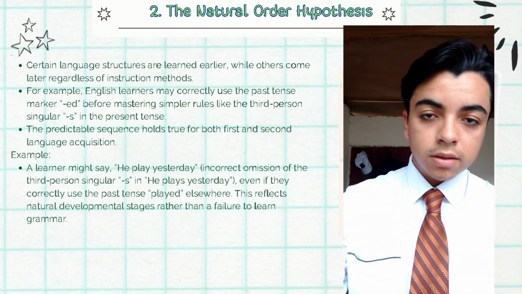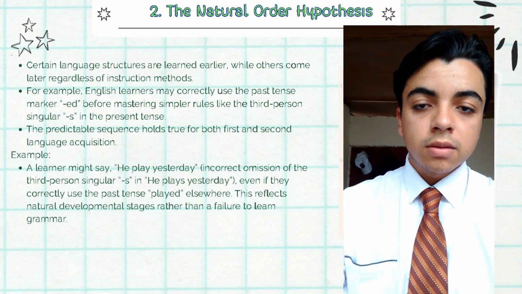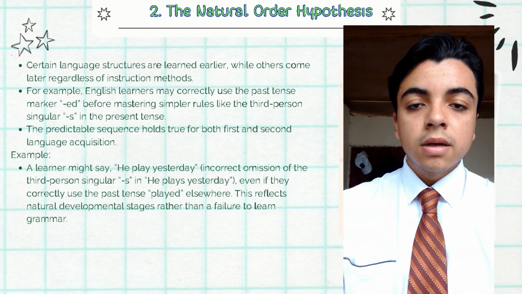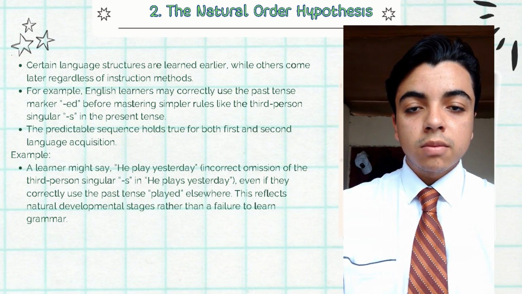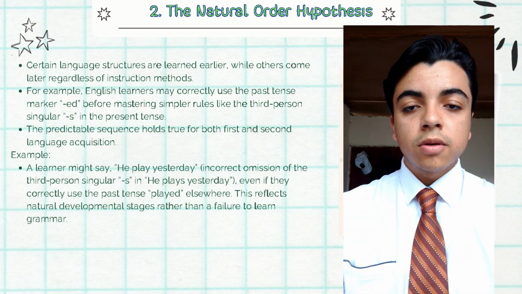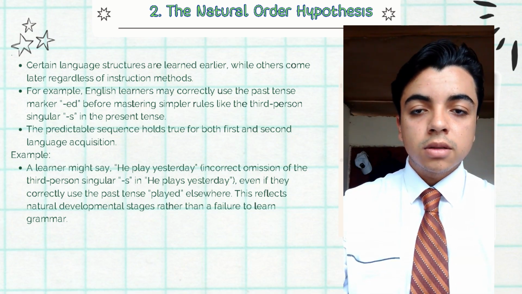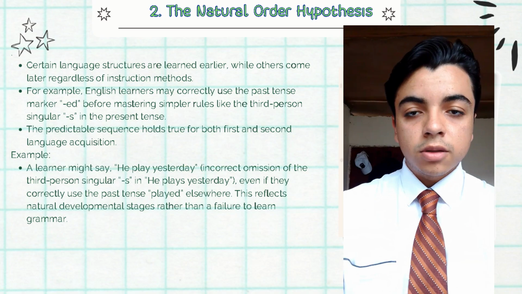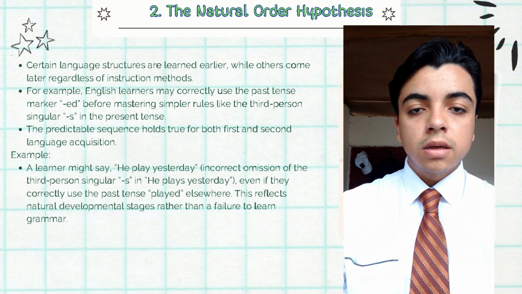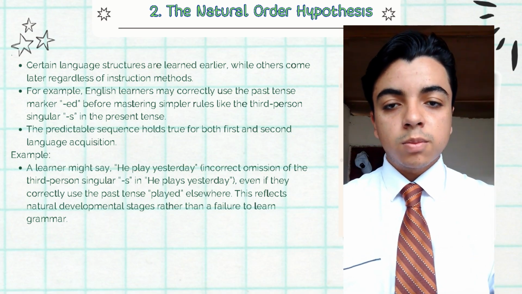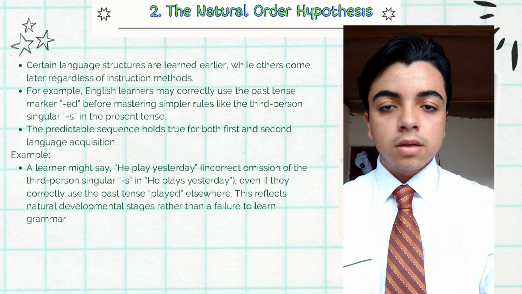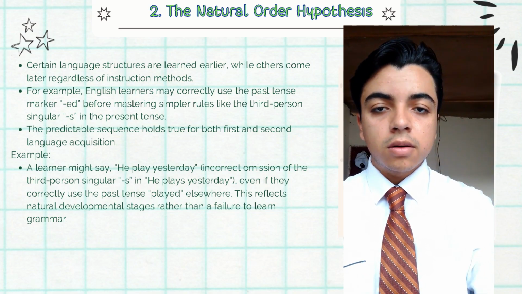For example, English learners may correctly use the past tense marker -ed before mastering simple rules like the third-person singular -s in the present tense. The predictable sequence holds true for both first and second language acquisition. Example: a learner might say "he played yesterday." Incorrect omission of the third person singular -s in "he plays yesterday." Even if they correctly use the past tense "played" elsewhere, this reflects a natural developmental stage rather than a failure to learn grammar.